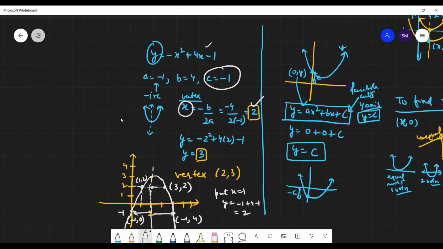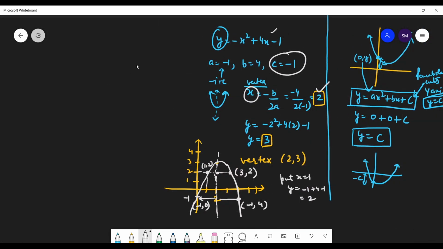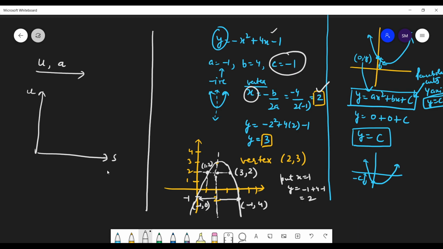Now let us do another example. We have a particle which starts with some initial velocity u and acceleration a in the direction of the motion. Both are in the direction of the motion. You have to draw a graph depicting the variation of velocity along the y-axis and the variation of displacement along the x-axis. So what will be your graph? Tell me.